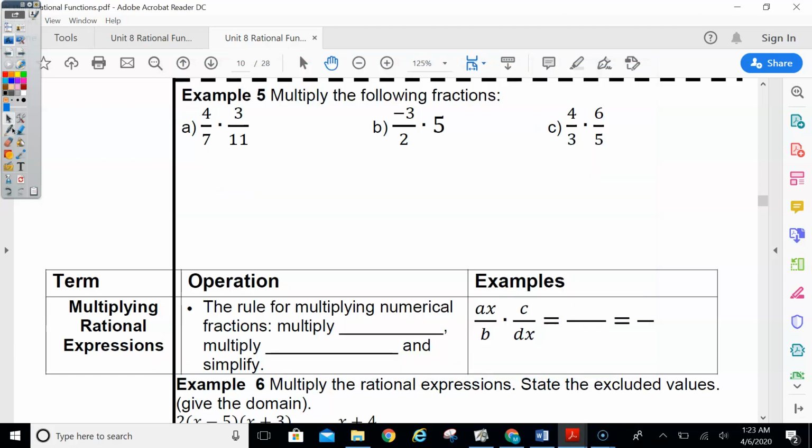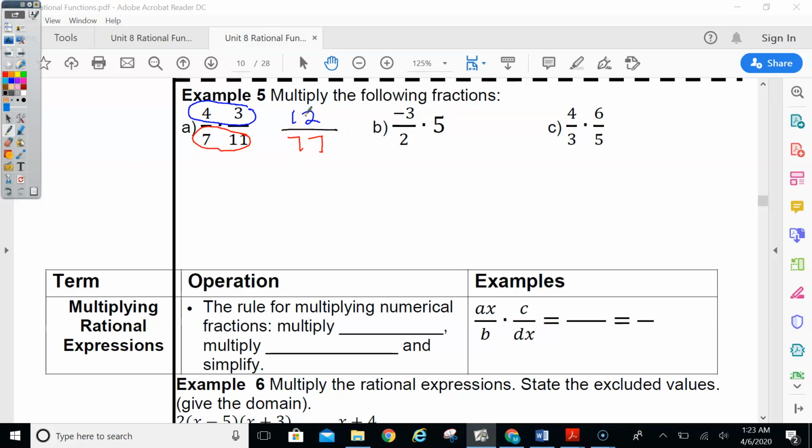Okay, so now that we know how to simplify, we can multiply and divide. So let's review how to multiply fractions. If I have two fractions and I multiply them together, all I do is multiply the numerators together, top, top, and multiply the denominators together, bottom, bottom. And then you ask yourself, can I reduce that?